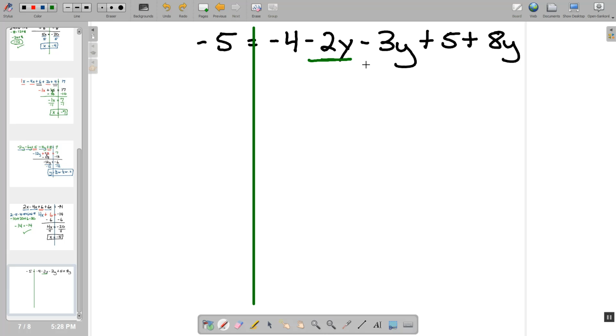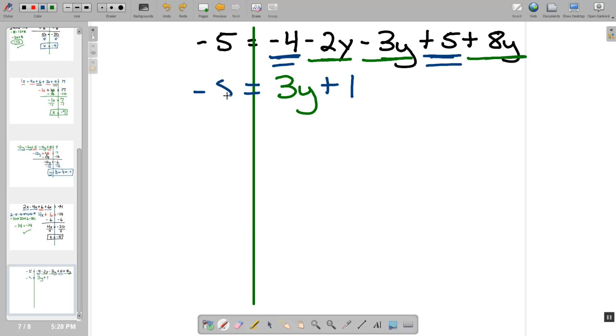I have negative 2y minus 3y plus 8y. This is negative 5y plus 8y, which is equal to 3y as a positive. Now we're going to combine together negative 4 and positive 5, which is equal to positive 1. And the right side of our equation is still negative 5. So from here, we're going to solve our equation just like we've been doing.